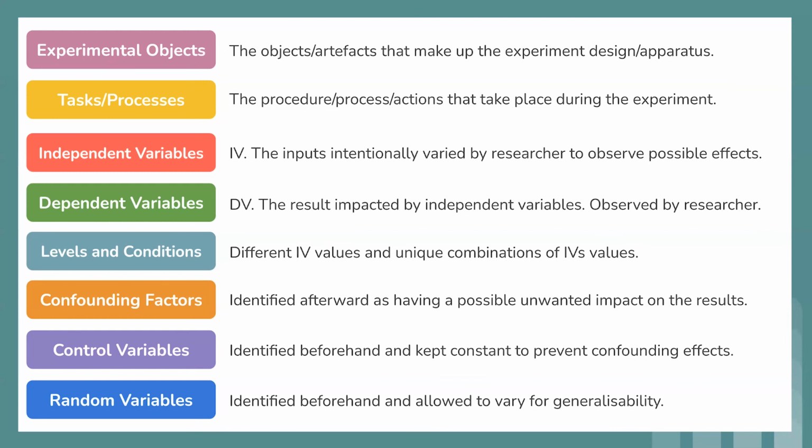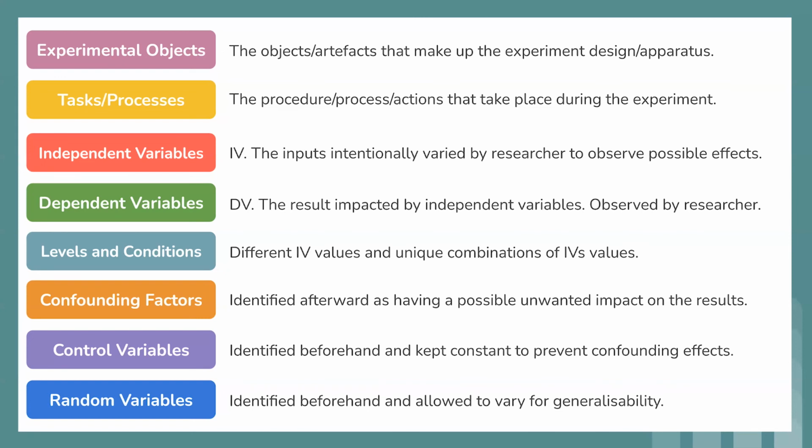Independent variables, or IVs, are variables intentionally varied by the researcher to observe what impact they could have on the dependent variables. Dependent variables are the output or the data of our experiment. The experiment is designed to observe how these variables will change in response to different independent variable levels. The levels of an independent variable refers to the different unique values that it can have. Each unique combination of independent variable values is a unique experimental condition.